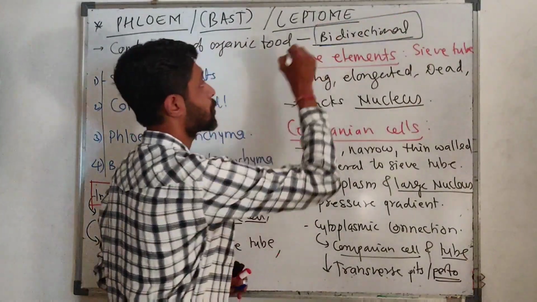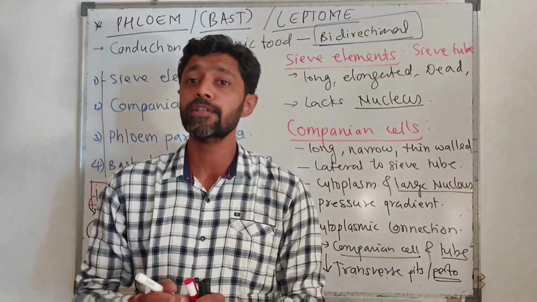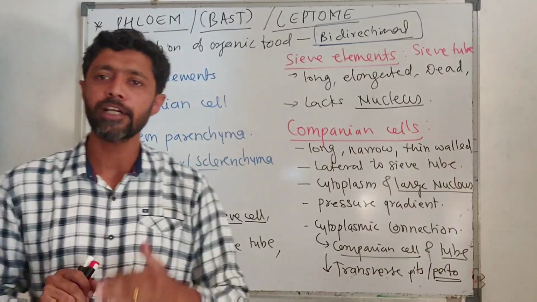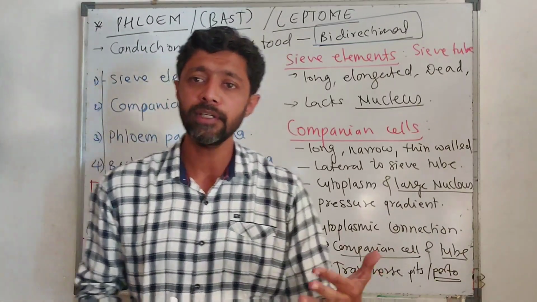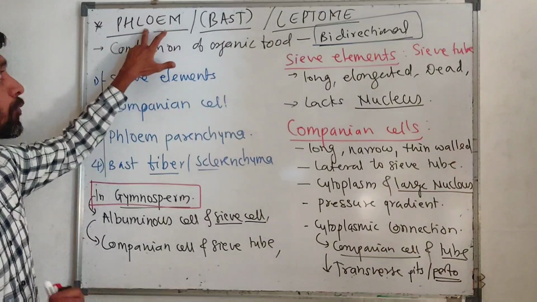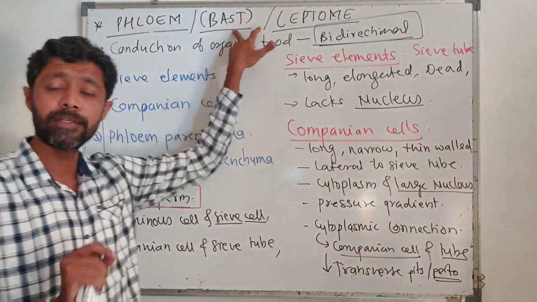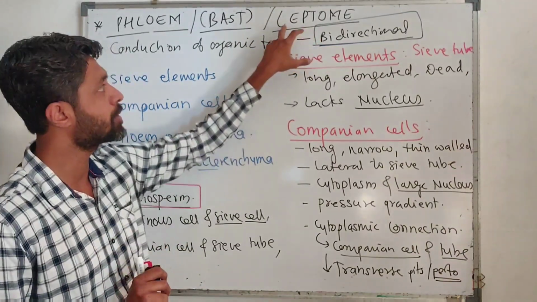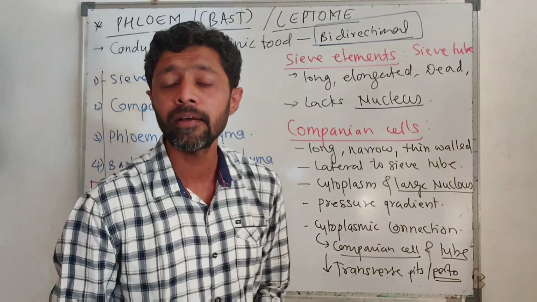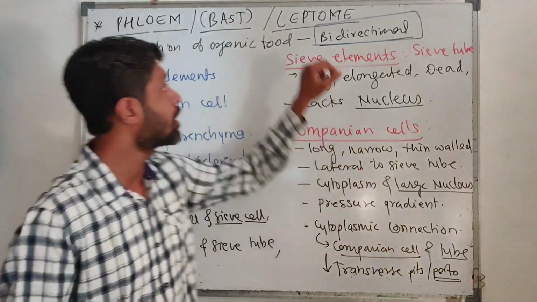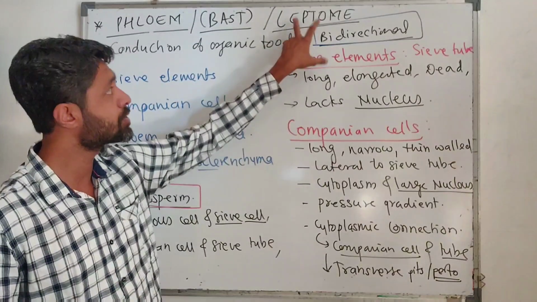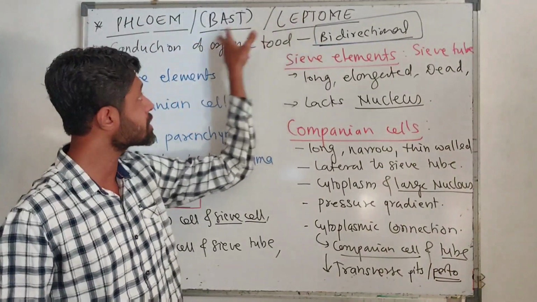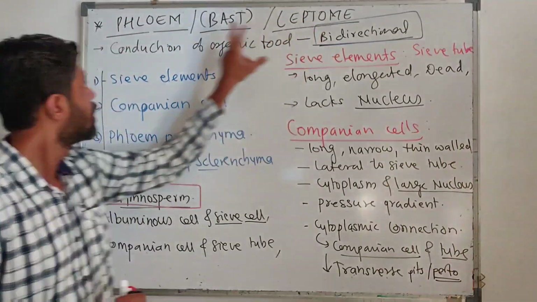Unlike water, which has a unidirectional flow through the xylem, phloem is solely responsible for transport of food, and that transport is bidirectional. Phloem is also considered as bast. Just as we considered xylem as hydrome, phloem is considered as leptome. This term for phloem was coined by Gottlieb Haberlandt. Haberlandt used this term, leptome. So phloem is also considered bast fiber, phloem is also bast, and phloem is also considered leptome.